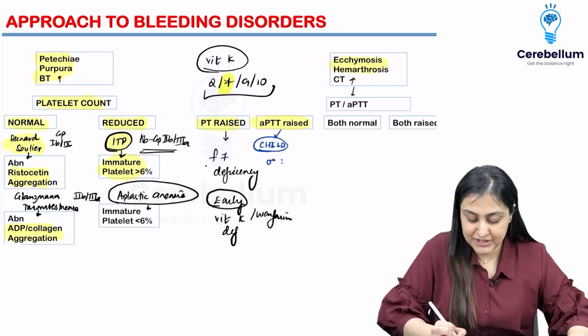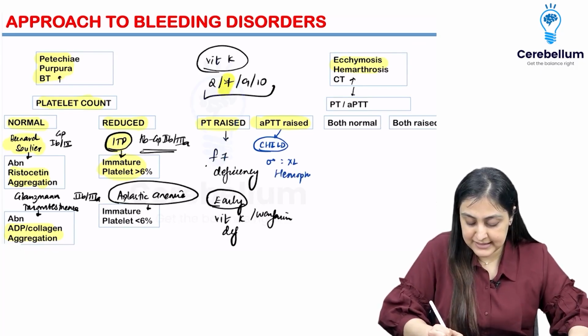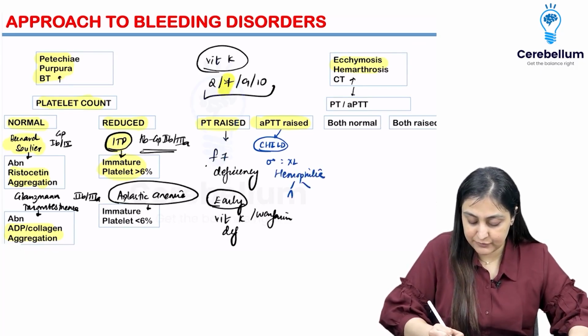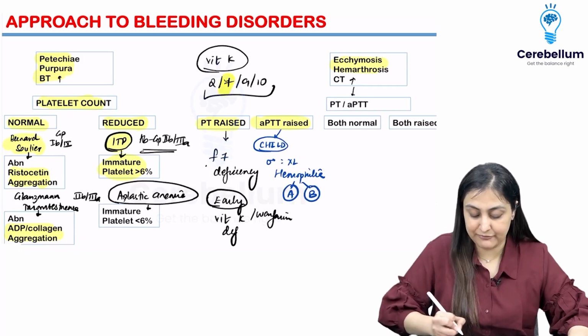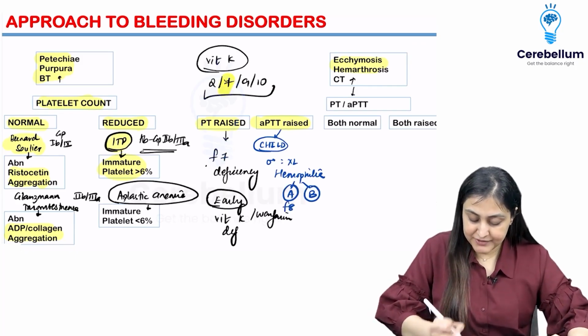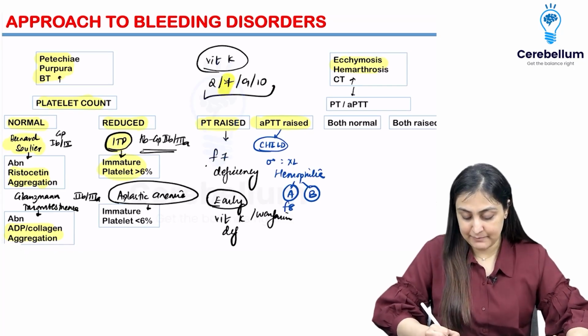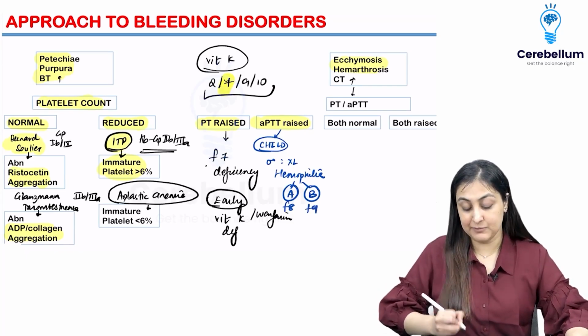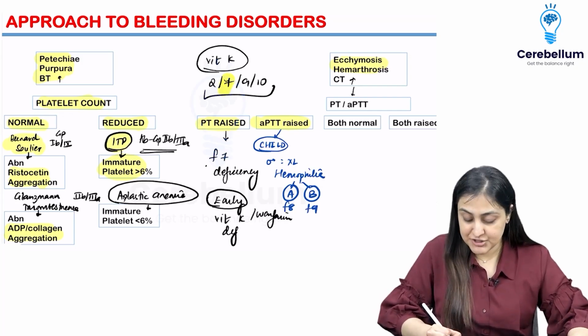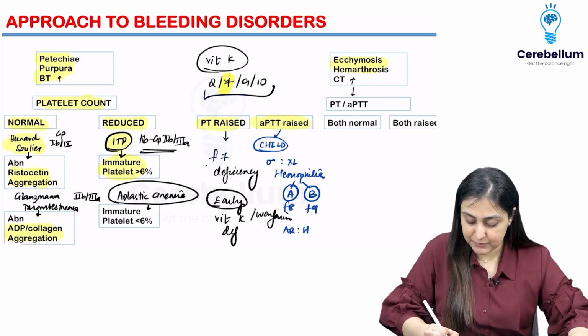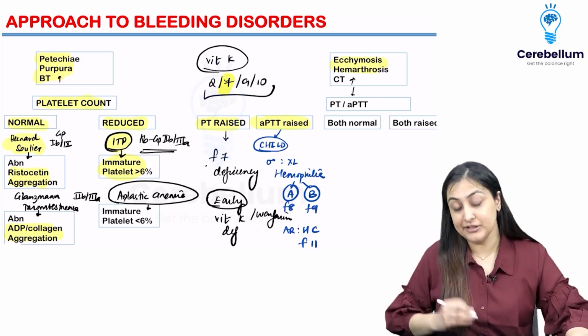If it's a male patient, it is likely to be X-linked hemophilia. So what are the X-linked hemophilias? The common one is hemophilia A, and then you have B. Factor 8, Christmas disease, is hemophilia A, most common. Factor 9 is hemophilia B. If you have a girl child, autosomal recessive is hemophilia C, which is factor 11 deficiency.